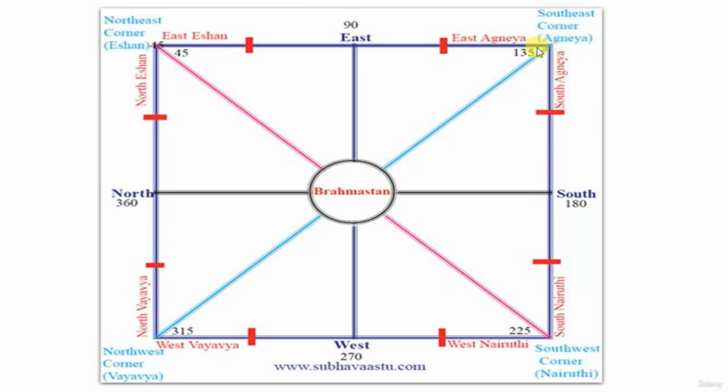Here you will get the doubt: up to how much distance from this corner can we consider as Agni? For this you have to consider up to here. Till this it's east Agni, till here it is south Agni. From here to here it is fully south, and similarly from here to here it is east. I'll explain this clearly.